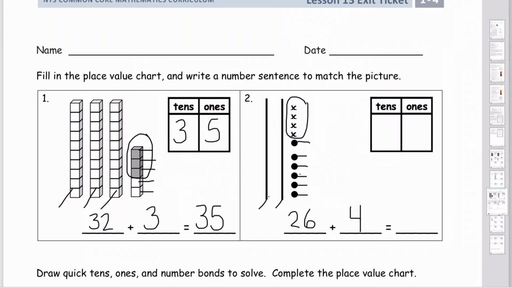I know that those two are special because they're a friend of 10. Did you remember that 6 and 4 make 10? So you can draw your line down right through those because they're the same as a quick 10. So my answer would be 3 tens. And now I don't have any extra. There are 0 ones. So 26 plus 4 equals, you're right, 30.